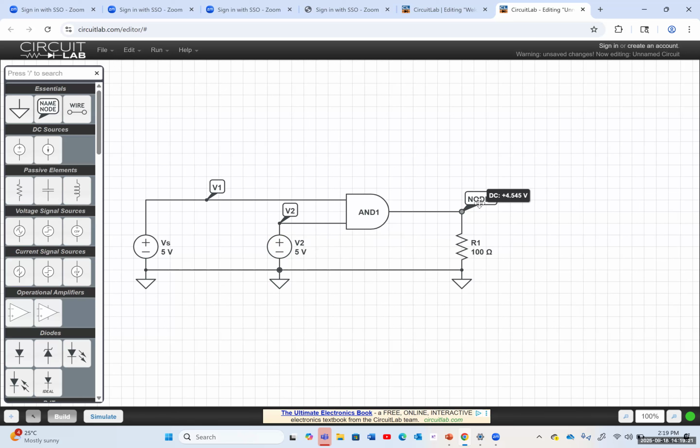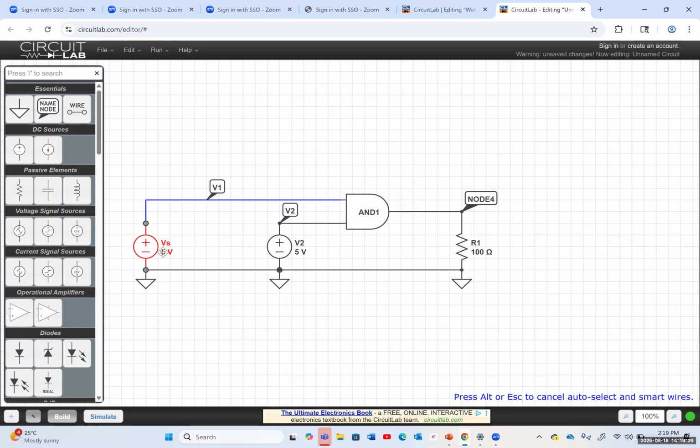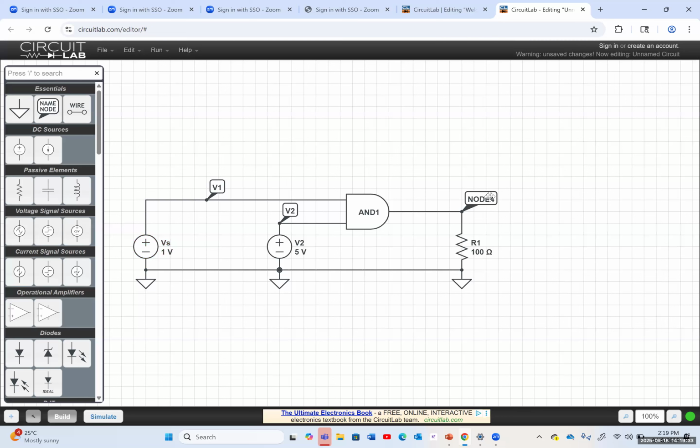Here it is 4.5. If any of the inputs is 0 or less than 3 volts or 2 volts, let's change this to, let's say, 1 volt, then the output would be 0 volts. Again, as you remember, we had the threshold. So anything below, let's say, 2.5 volts is considered the logic of 0.